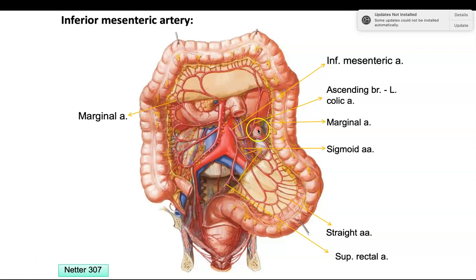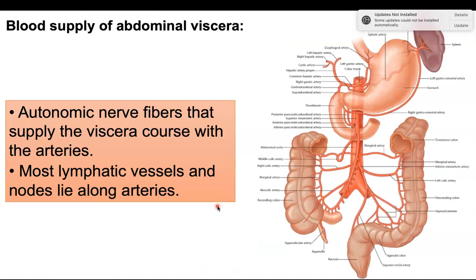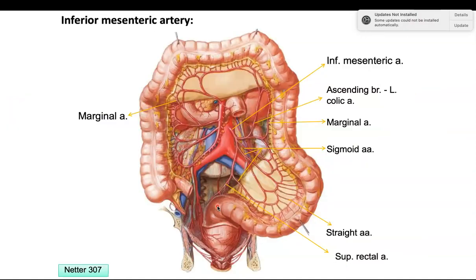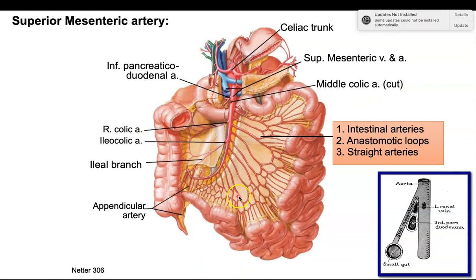The branches include the ascending branch that covers the transverse colon and the descending colon. And then there are some sigmoidal branches that provide blood supply to the sigmoid colon. And then another important branch is the superior rectal artery that provides blood supply to the upper part of the rectum. Now another thing that you can see here is the marginal arteries.